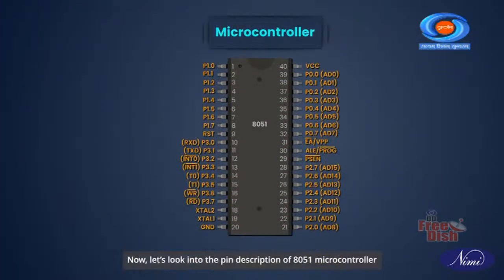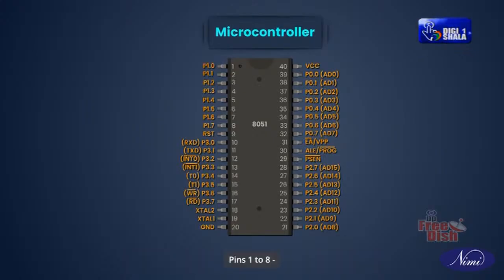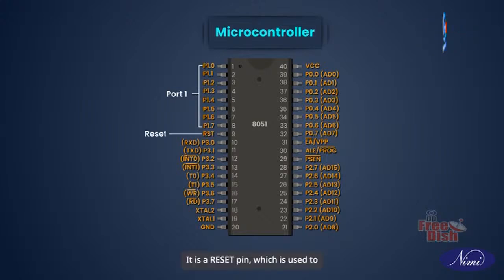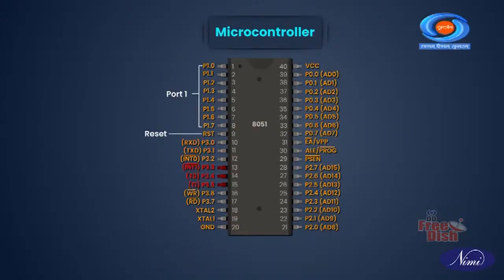Now let's look into the pin description of 8051 microcontroller. Pins 1 to 8. These pins are known as port 1. They serve as an input or output port. Pin 9. It is a reset pin which is used to reset the microcontroller to its initial values. Pins 10 to 17. These pins are known as port 3.